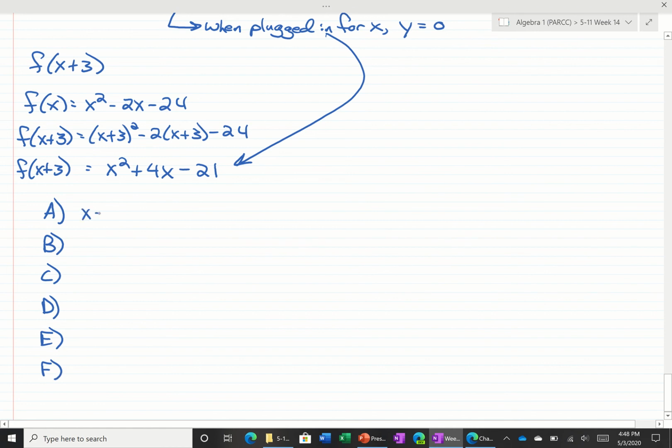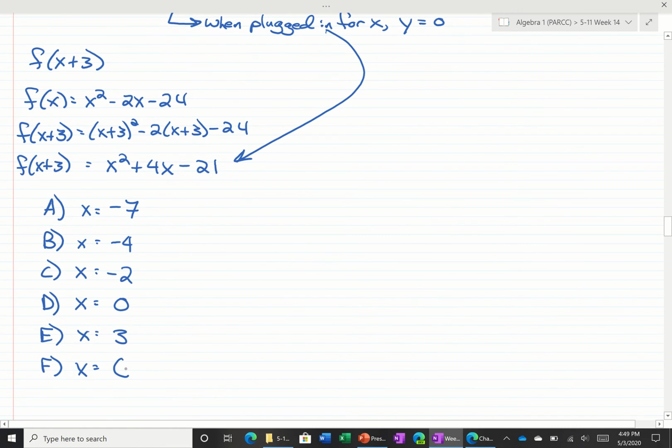Let's see here, just set it up. We know that x is negative 7. We know that x is negative 4. X is negative 2. X is 0. X is 3. And x is 6. So we'll plug all of these in for x and see which ones equal 0. I'm just going to go ahead and set it up just to save a little bit of time and show you what I'm doing here. I'm plugging in all of these x values for x.